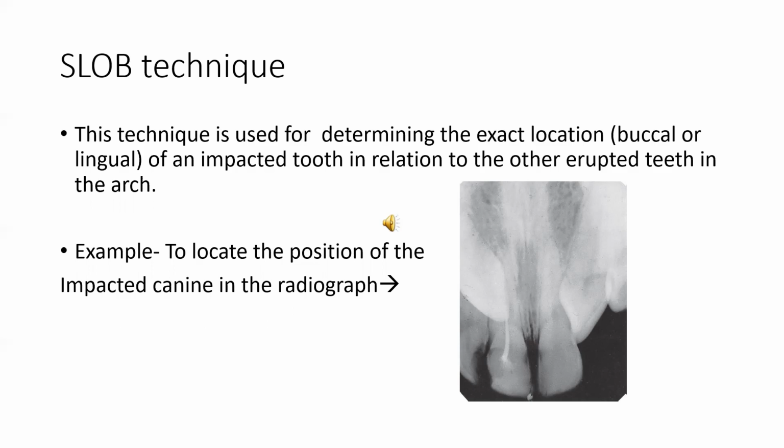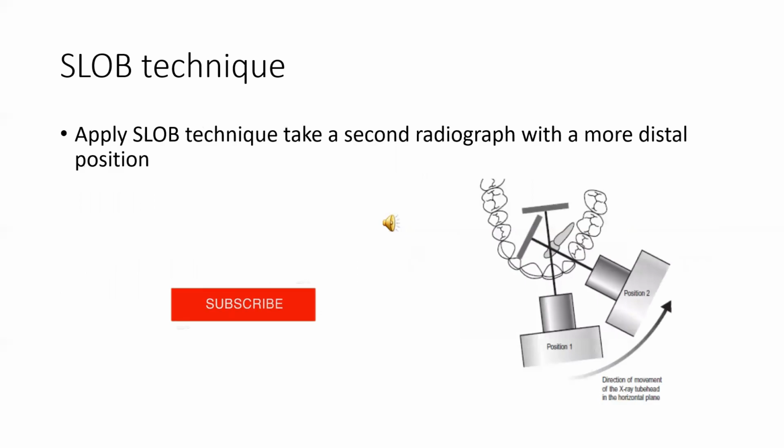Now we want to make sure whether it is on the buccal side or the lingual side. So what do we do? We take a second radiograph, as a part of the SLOB technique. Now the question is, how do I take the second radiograph? Definitely it should be with a different horizontal position. So what I do is move it to a distal position as shown in the image.